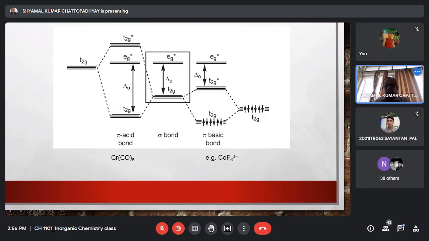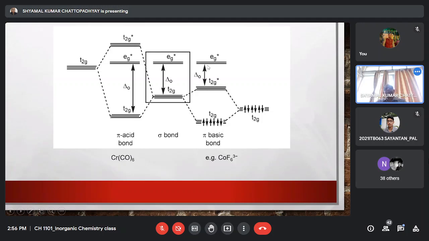Now you see, when the ligand is a pi donor, by virtue of pi donation it is pushing up the energy of the t2g orbital, because now it has made the t2g orbital an anti-bonding orbital. So the energy gap between t2g and eg decreases, and as a result of this, the crystal field will decrease.